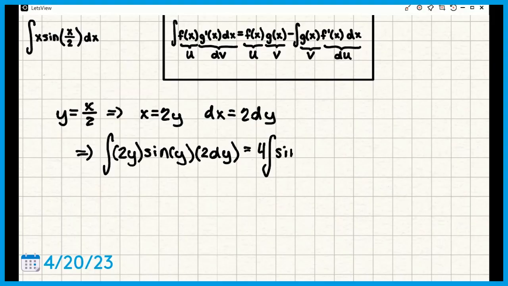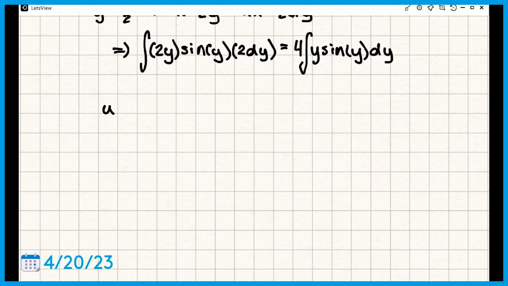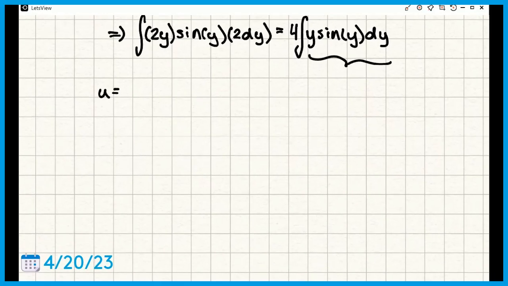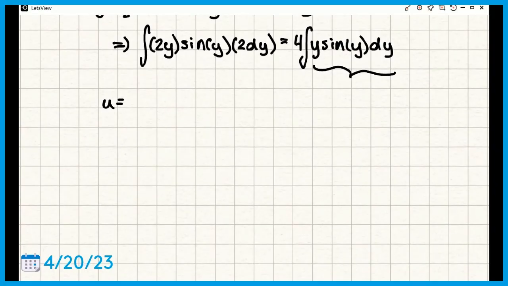4y sine of y dy. So now what we want to do is we want to solve this by integration by parts. And to do that, we're going to identify our u and dv's that are most convenient.